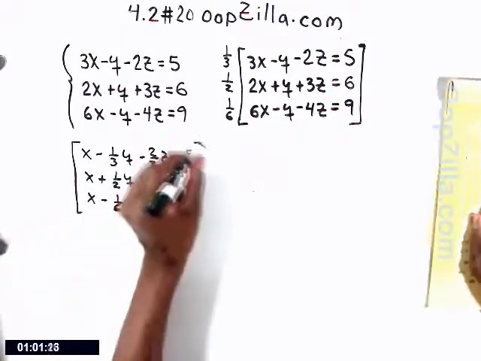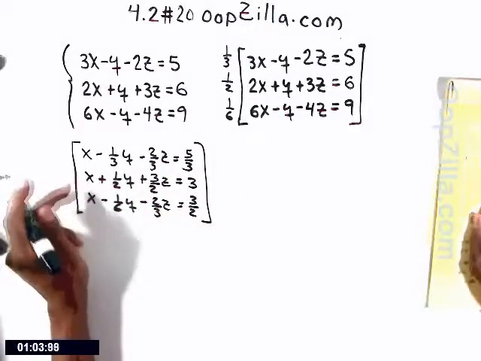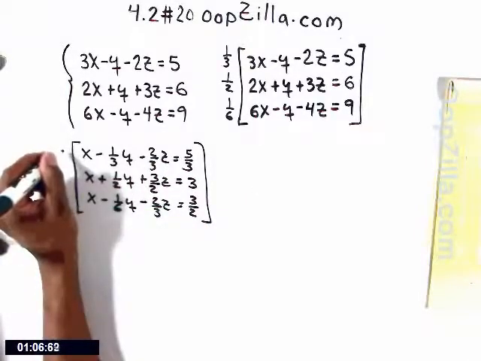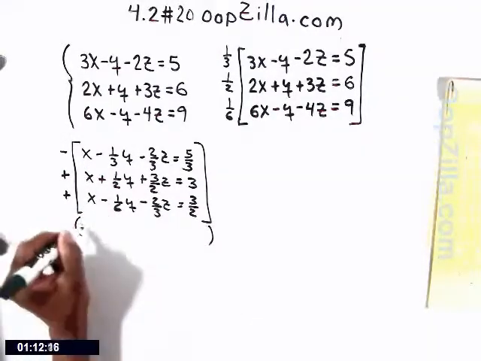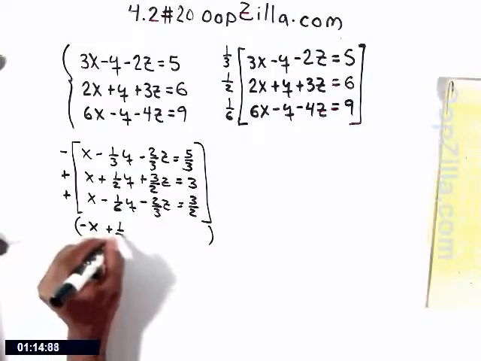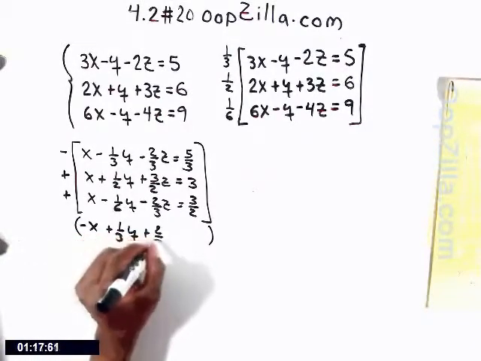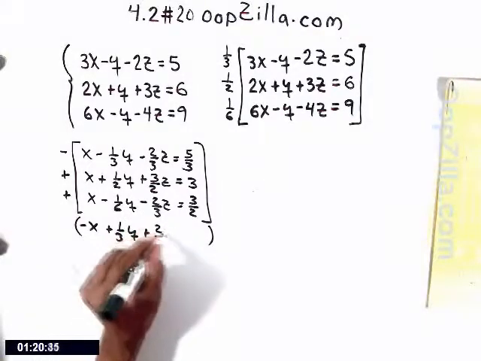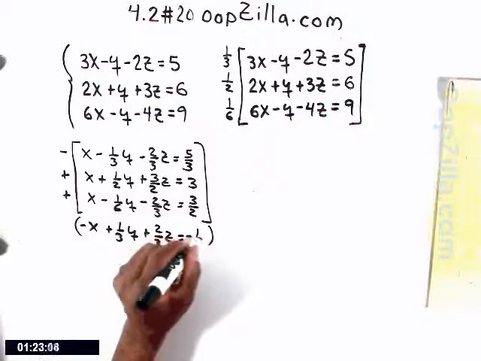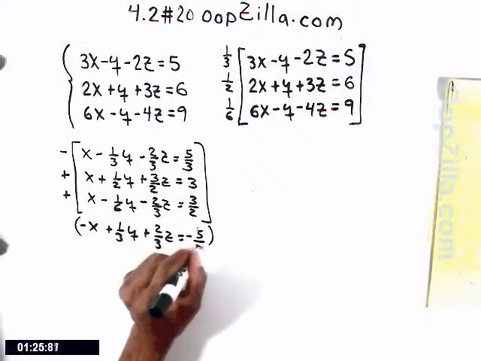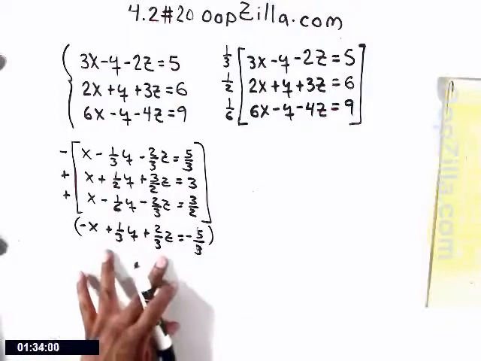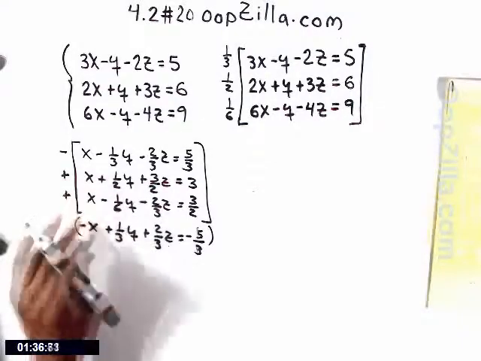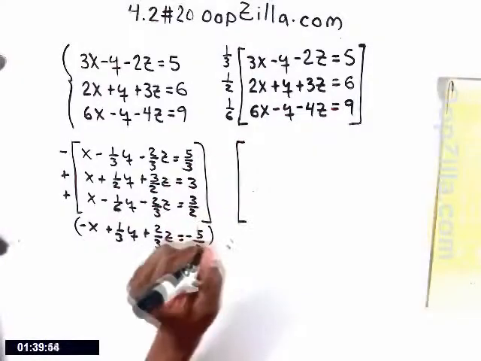Alright, now everything looks good except for these invisible ones here, and I want them to pass through to 0. So I'm going to multiply this top one by a negative and add it to these two rows right here, and that's going to give me negative x plus 1/3 y plus 2/3 z equaling negative 5/3. Now let me make sure that I'm following my notes correctly. Yes, indeed I am. Now I'm going to take this row I created right here and add it to both of these two rows right here. So let's go ahead and do it.